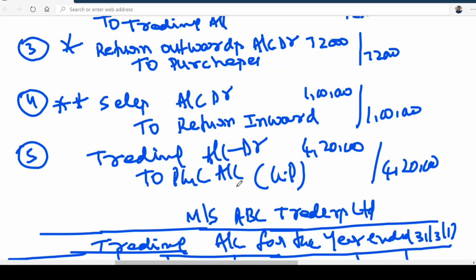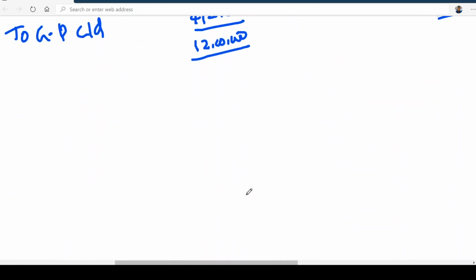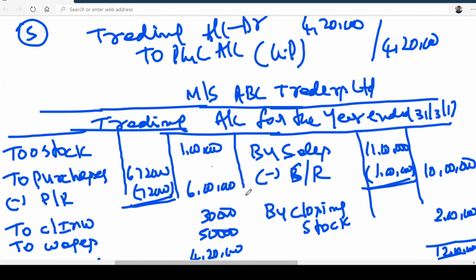Okay, then trading account to P&L account. Last class we have learned the entries for the transfer of gross profit. Is this clear?